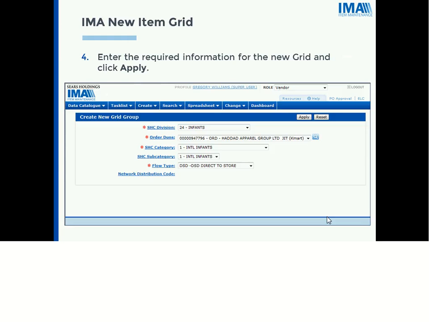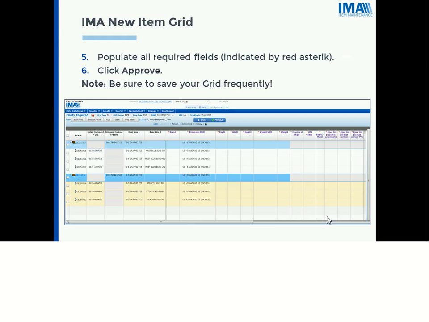So once you enter the information about your grid, you click Apply. And then you populate all required fields. They're going to be indicated by that red asterisk, and then you click Approve.